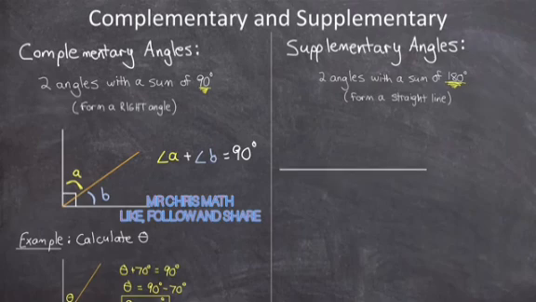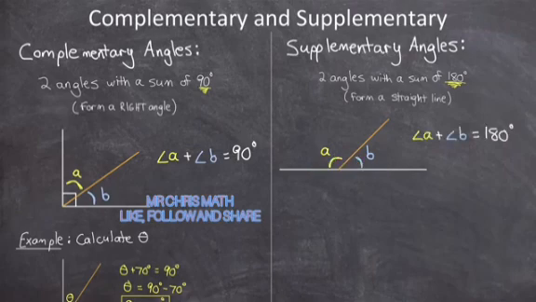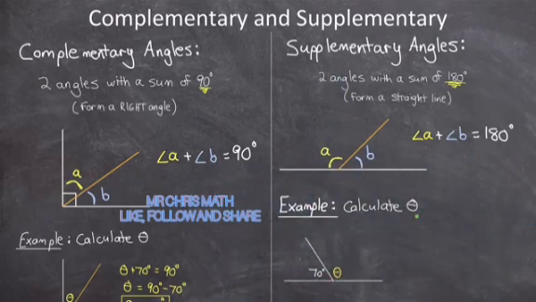So, if I were to draw a line segment and break up one side of that line segment into two different angles, let's call them angle A and angle B. Notice that when combining angle A and B together, they form a straight line, which means that angle A plus angle B equals 180 degrees, which means angle A and angle B are supplementary angles.